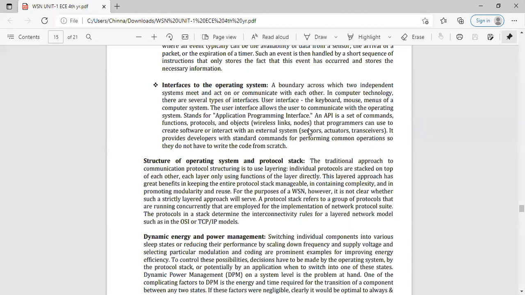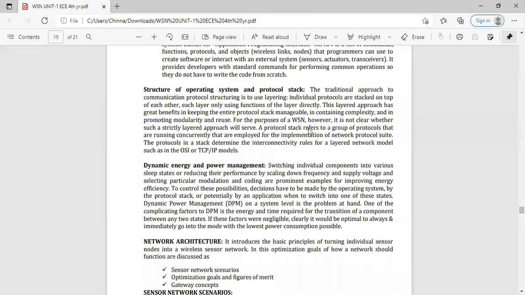And coming to the structure of the operating system and protocol stack. This is also linked to the embedded operating system. In the traditional approach, the communication protocol is structured using layering. Individual protocols are stacked on top of each other, so each layer only uses the functions of the layer directly below it. This layered approach has a great benefit in keeping the entire protocol stack manageable, containing complexity, and promoting modularity and reuse.